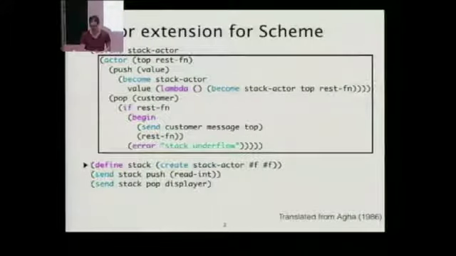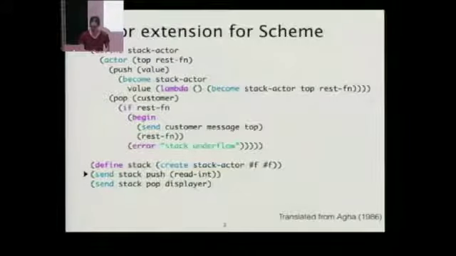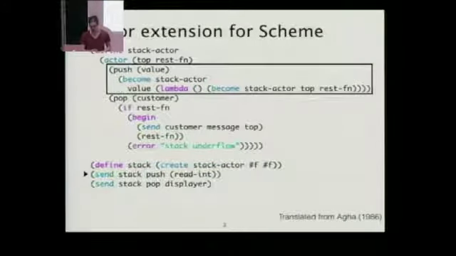Then we can send messages to the actor. We first send a push message with a value that's given by the user. When the actor receives this message, it will execute the code that corresponds to the message. In that case, it will change its own behavior so that the state variables are updated. So the top value is now the value that's been given by the user, and the rest function is a closure that captures the current top value and the current rest function. So this pushes a value on the stack.